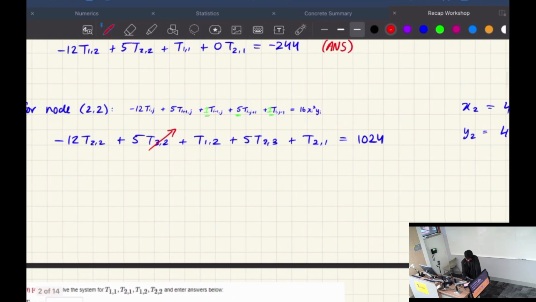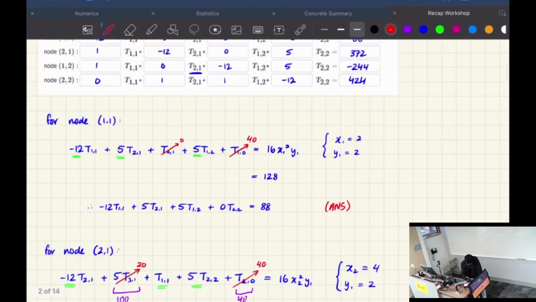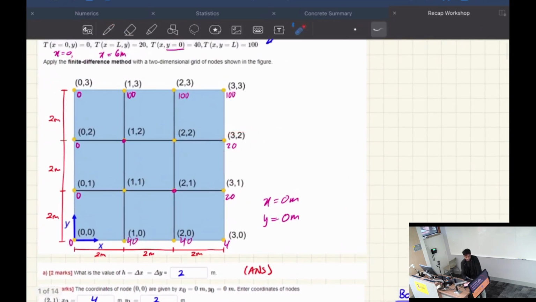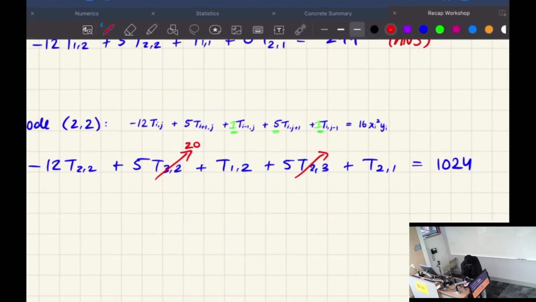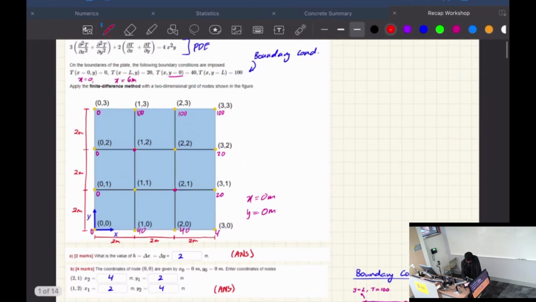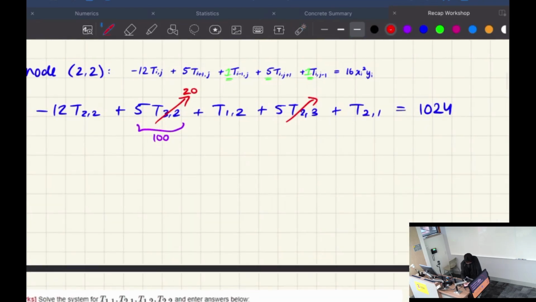3, 2 and 2, 3. Good. Anything else? No, good. So what's 3, 2? Let's scroll up a little. 3, 2 is 20 degrees. So scroll down a little. This will be 20, 100. Okay. Then the point 2, 3, which is, where is it? Up here. It's 100. Okay. So this is 100. This whole term becomes 500.